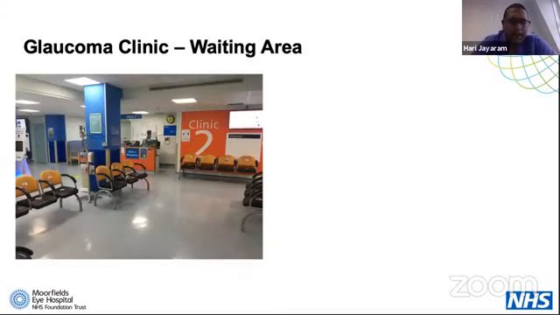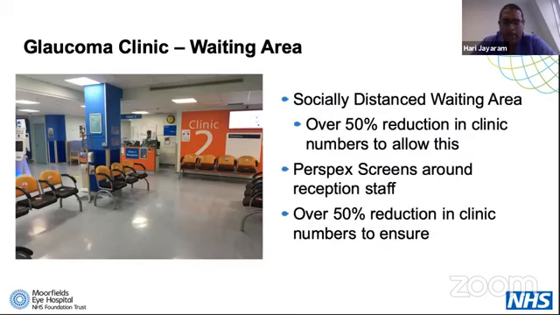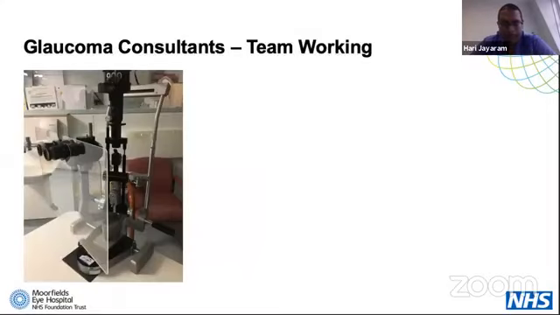Even in the waiting area, we've had to adopt social distancing. So the seating area is markedly different in our glaucoma clinics. We've had to reduce our clinic numbers by around 50% to allow appropriate social distancing. And we've managed to stick to the 2 meters within the outpatient waiting area. And I don't know if you can see, but there are perspex screens around the reception staff. So, yeah, the clinic numbers are down for that reason.